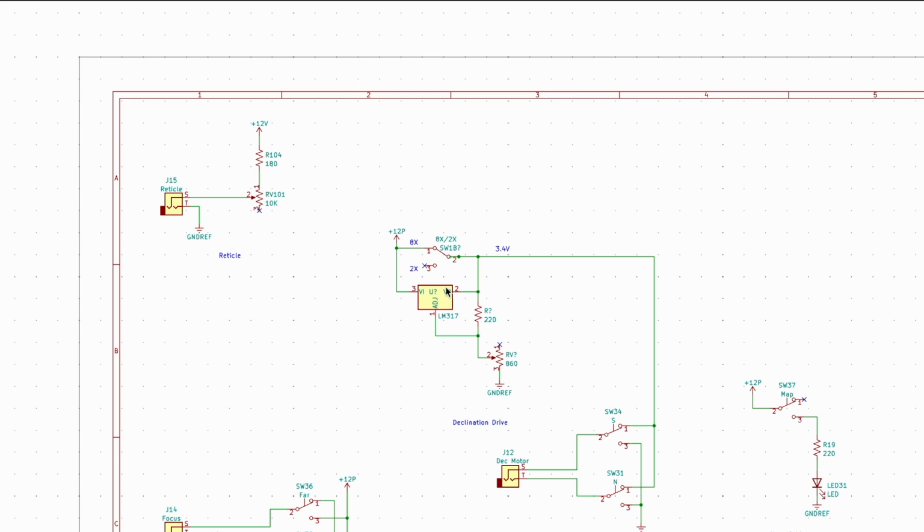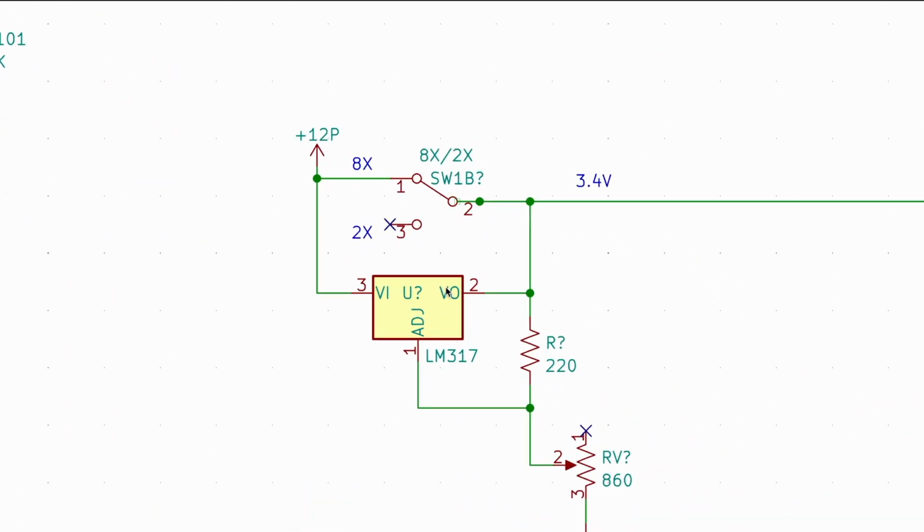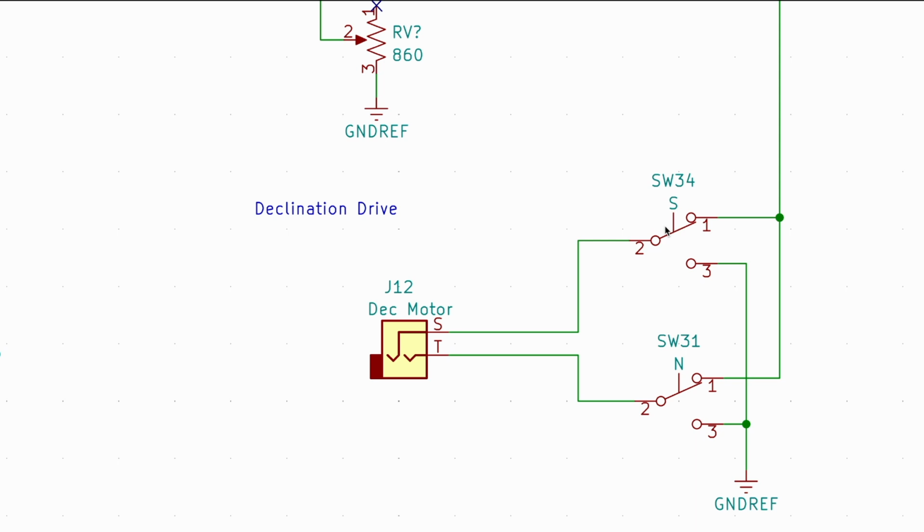Here's the VSW supply, now over on the accessories sheet, along with one pole of the slew speed switch to switch the voltage between 3.4 volts or 12 volts for faster movement. So the declination motor speed is slower at the 2x speed and faster at 8x. When the north or south keys are pressed, they send the dec motor current in opposite directions, causing the motor to rotate the telescope north or south.